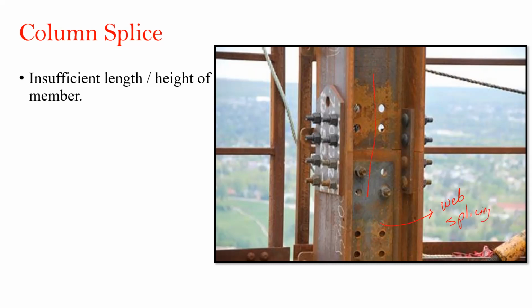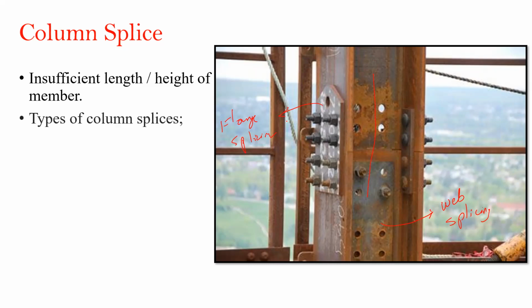Okay, when you are providing the splicing along the web, it is called web splicing. And when you are providing the splicing along the flange of the column, then it is called flange splicing. So in the design conditions, you are going to design both the web splicing as well as the flange splicing. Now let's look at what are the different types of splicings we have based on the load.